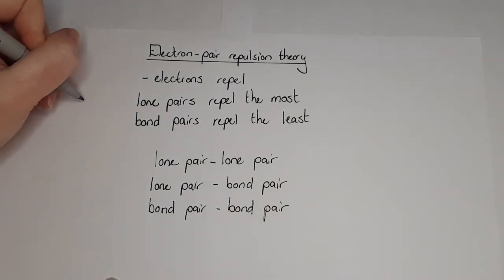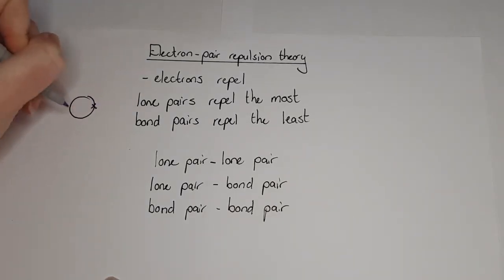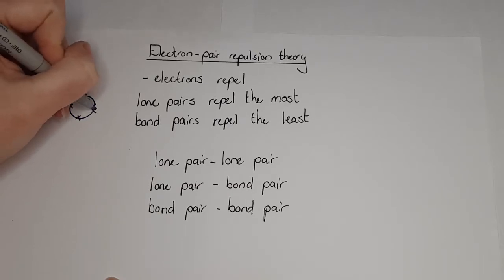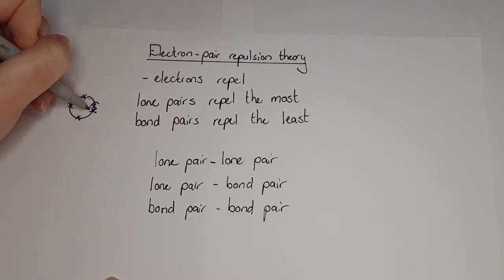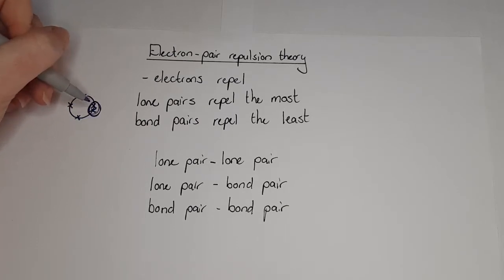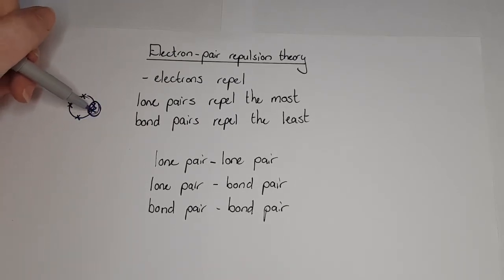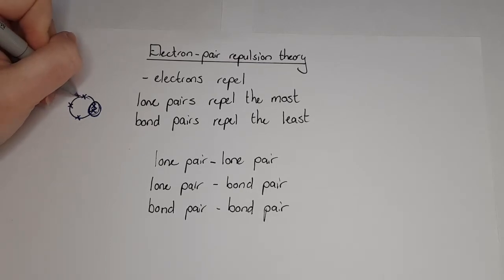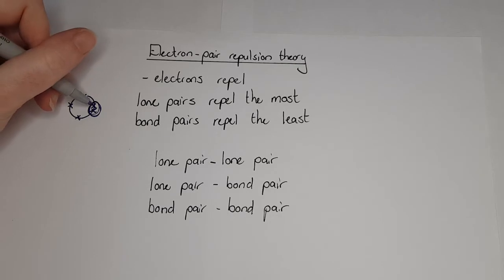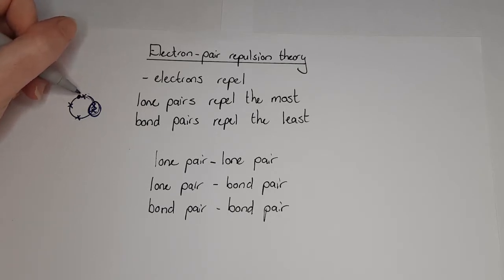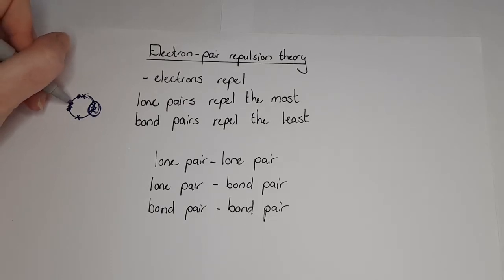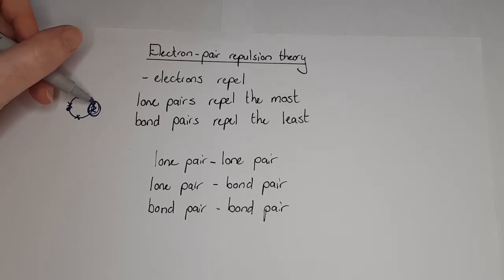So if I have an electron and I've got that pair there, that's a lone pair. And it is going to repel all the other electrons. If this one is a bond pair, this is going to repel way more than if that bond pair is next to another one. Bond pairs have the least amount of repulsion because they're two different electrons from two different atoms. But lone pairs coming from the same atom have the most repulsion.